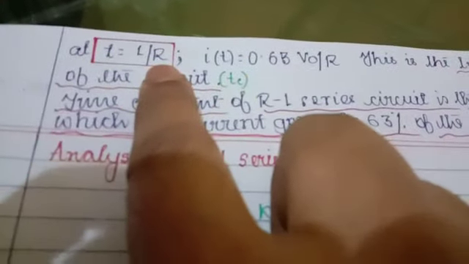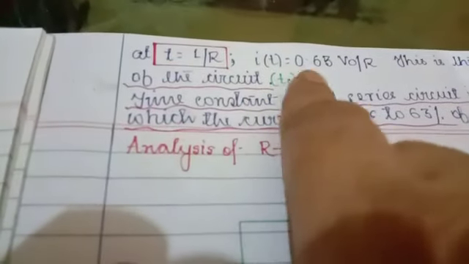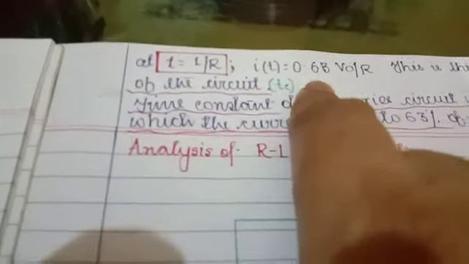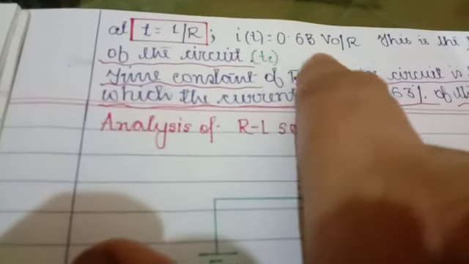So at time t equals L by R, if I put t equals L by R, then this L will cancel, R will cancel, it will become e to the power minus 1. E to the power minus 1 means 1 by e. 1 by e means 1 by 2.732, like that. 1 by 2.732 will give you 0.37. So it will be 1 minus 0.37, which means 0.63. Then the final expression of i(t) will be 0.63 V0 by R.